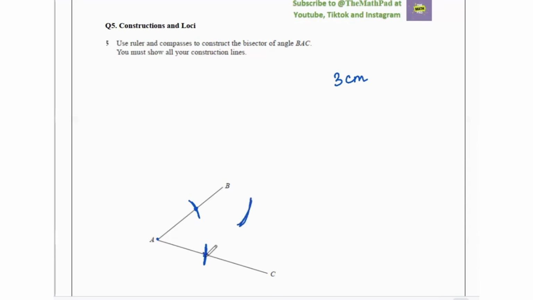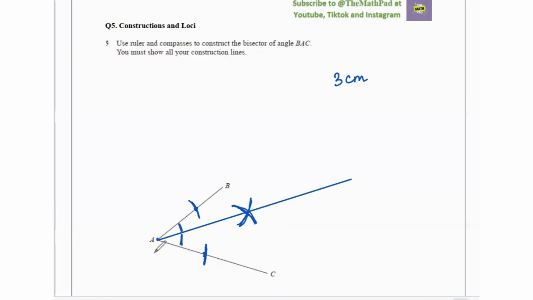And then using the compass, putting it on the arc at the line AC, you draw another arc with the same length. Throughout this process, the length of the compass which we've opened to is not changing. It's going to remain consistent at 3 centimeters. Once you've done that, we're going to draw a line from the point A towards the intersection of the two arcs. And this line will be your angle bisector. This angle will be equal to this angle.